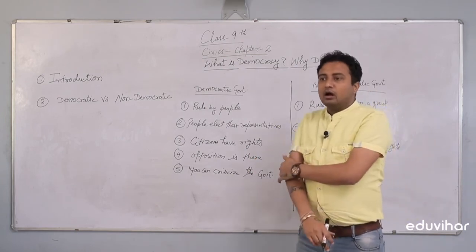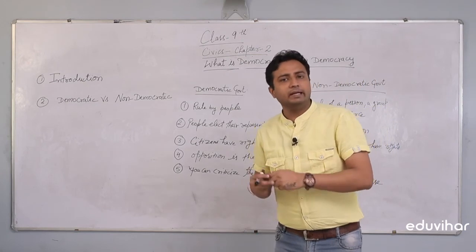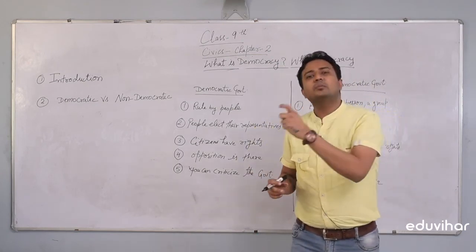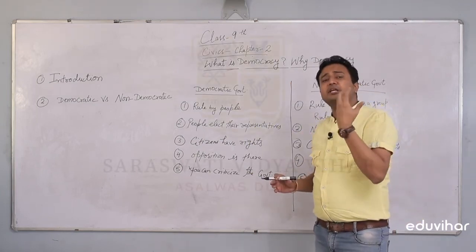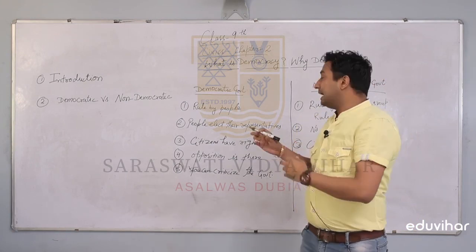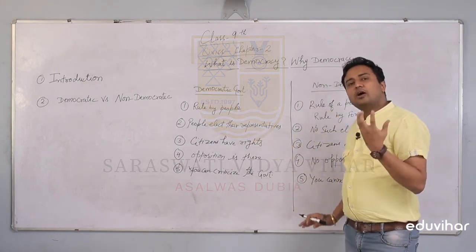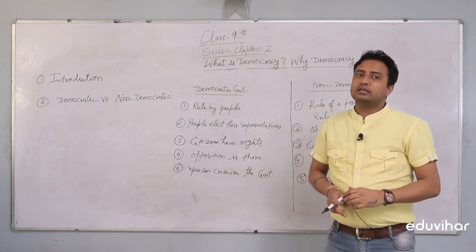I mean, democracy is not an ideal form of government. It is a nominal form of governing. So there will be certain limitations to democracy. We will see in the next video what the arguments for democracy and what the arguments against democracy are. That's all for today, guys.